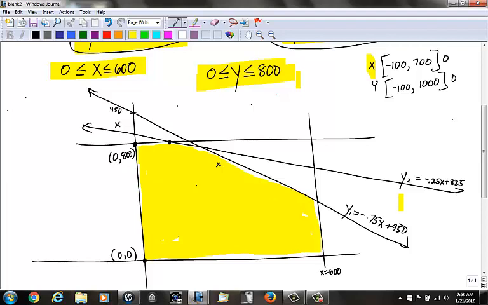That's not the right equation, so you've got to use your down arrow and get it close to this point of intersection. Press enter, press enter, press enter. You should get that intersection is 100, 800.